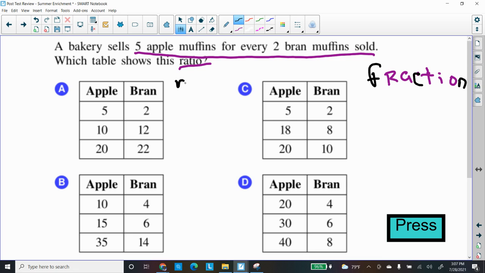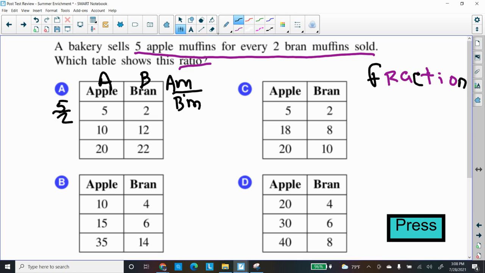So we got muffins over, apple muffins over bran muffins. So A over B. So here's an A, apple muffins, B. So that's a fraction. So we're looking for 5 out of 2 every time this is sold. So every time you sell 5 apple muffins, you're selling 2 bran muffins. So let's see if all of these fractions continue to give us that ratio.